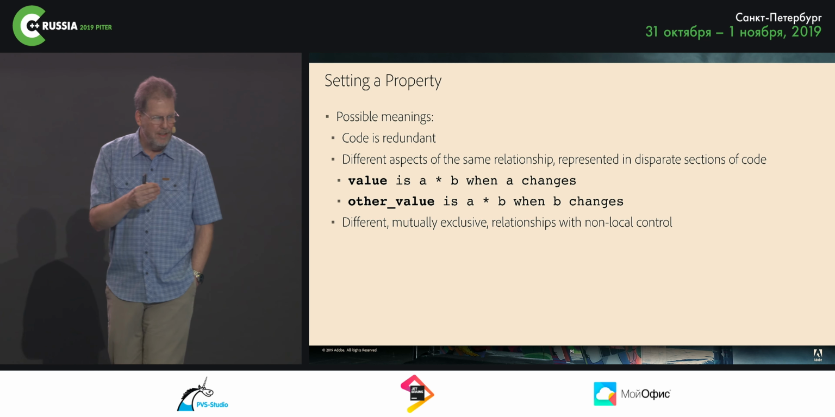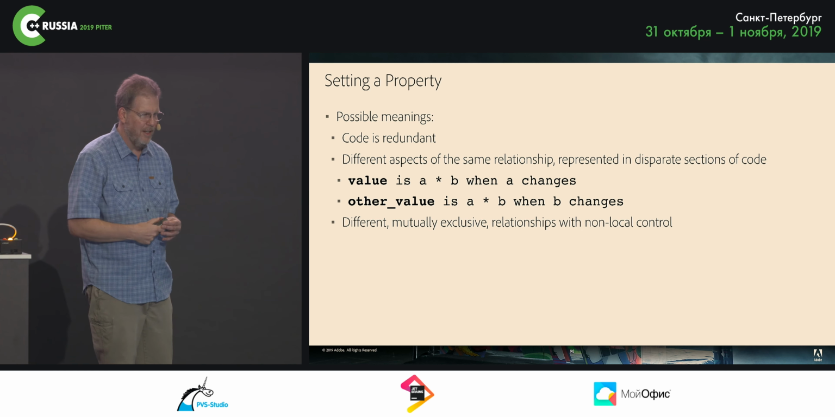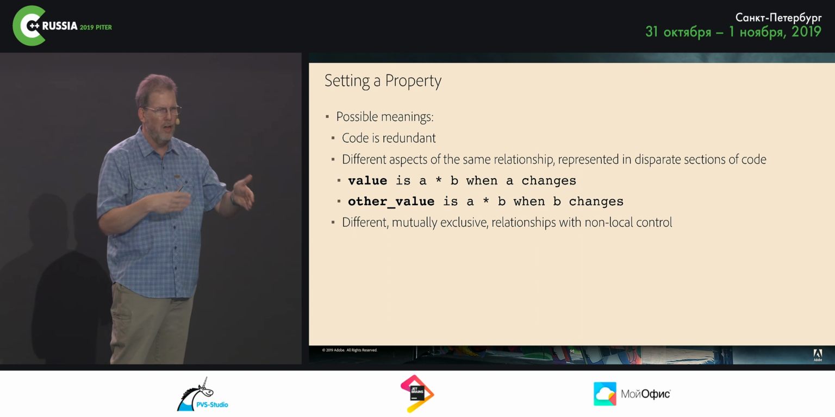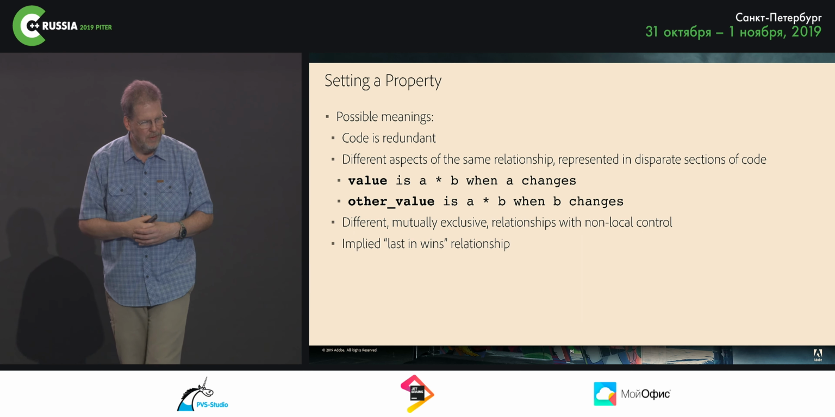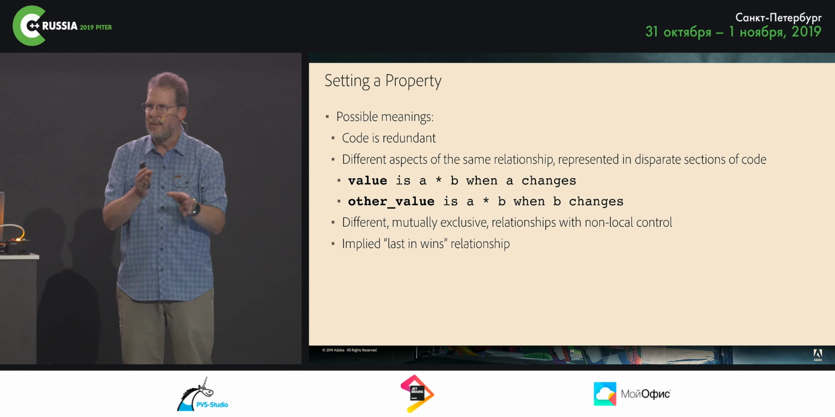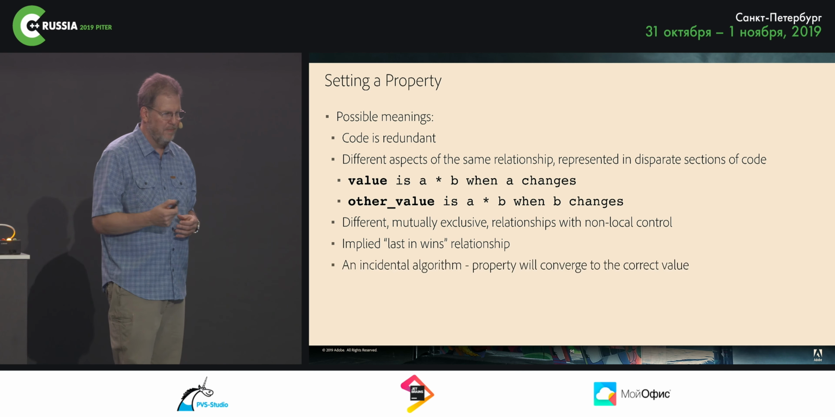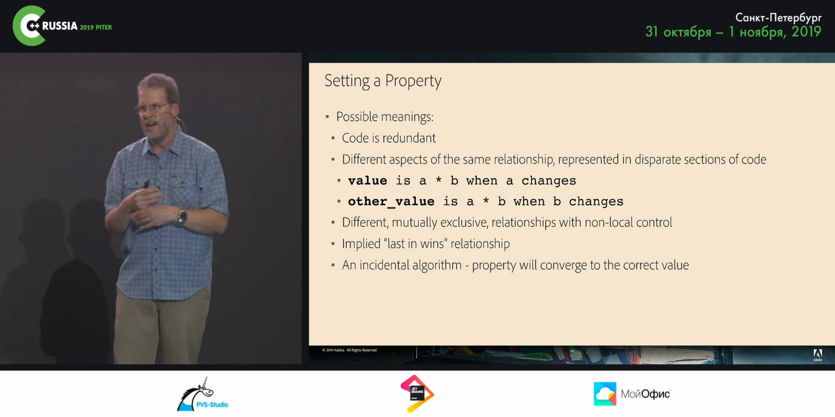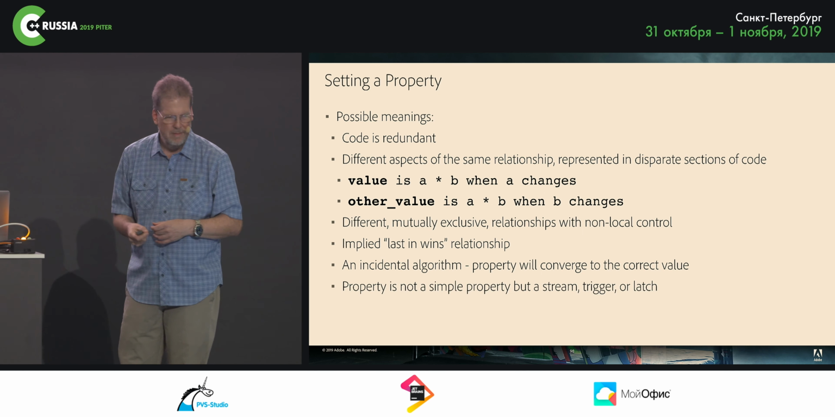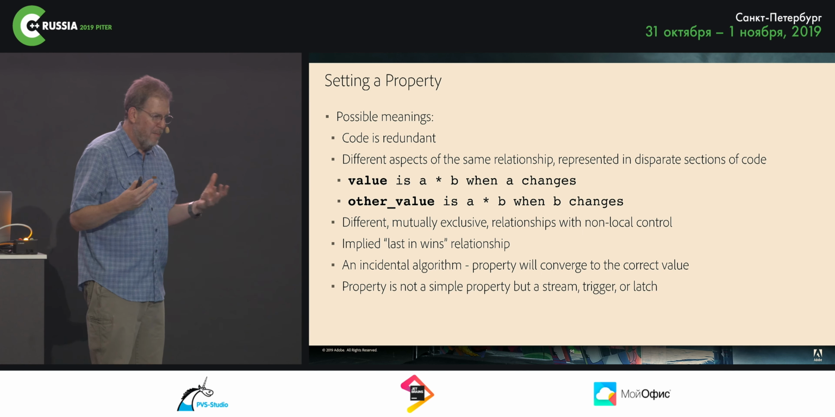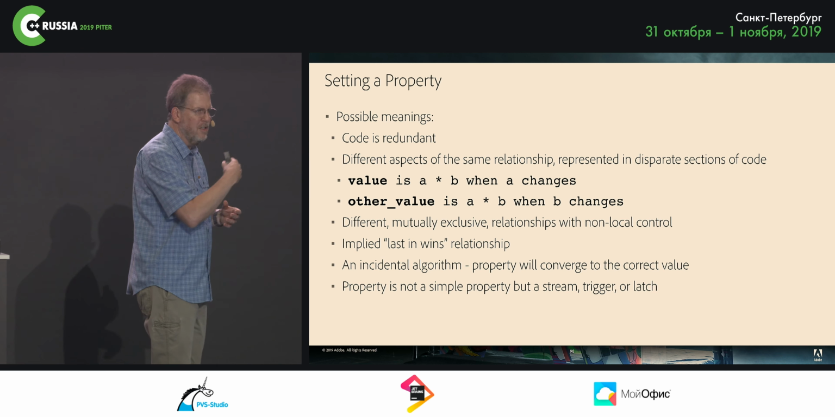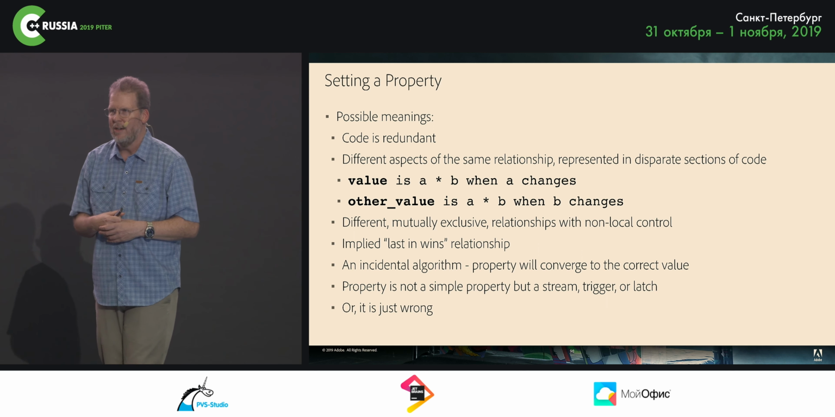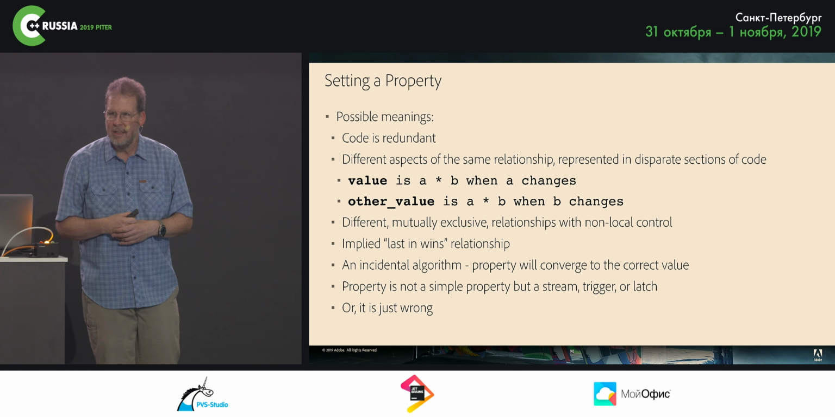Maybe they're really different mutually exclusive relationships setting that shared value with some non-local control elsewhere in our program that guarantees we only go along one path or the other. Maybe there's some implied last-in wins relationship. Maybe there's some incidental algorithm and it's going to converge on the correct value. Maybe the property is not some simple property, but it actually represents a stream or a latch or something else. Or it's just wrong. Most likely it's the latter.